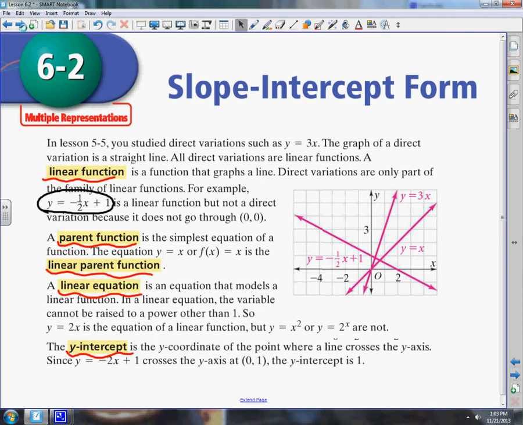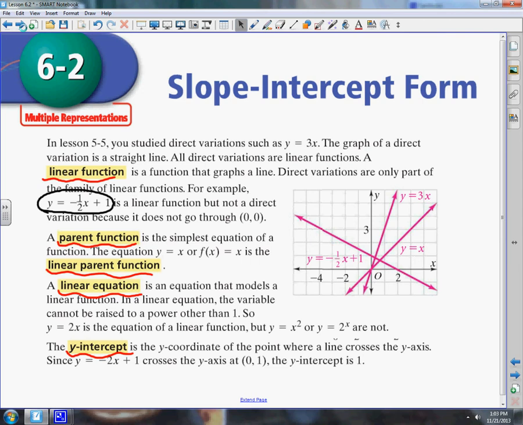A linear equation is also in that form. It's an equation that models a linear function. The variable cannot be raised to a power other than 1. So y equals 2x is the equation of a linear function. And the y-intercept is the y-coordinate of the point where the line crosses the y-axis.